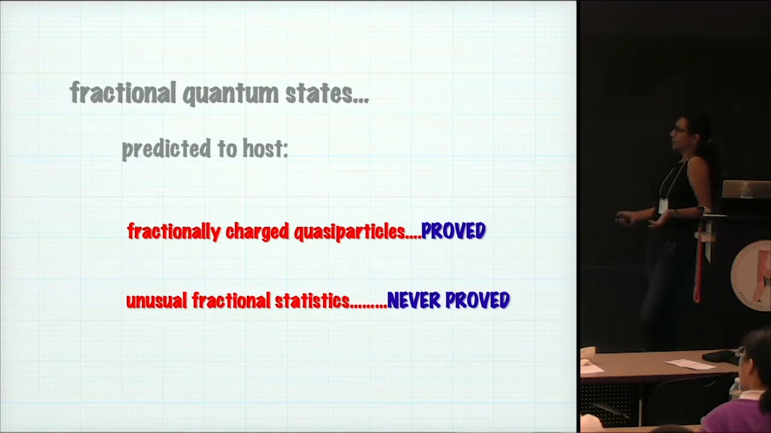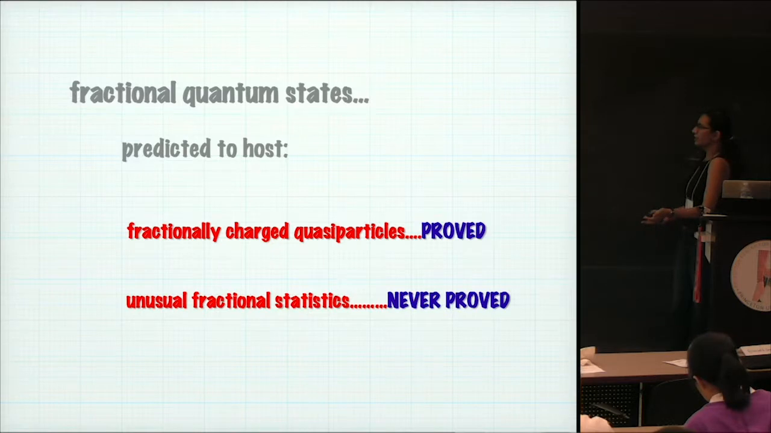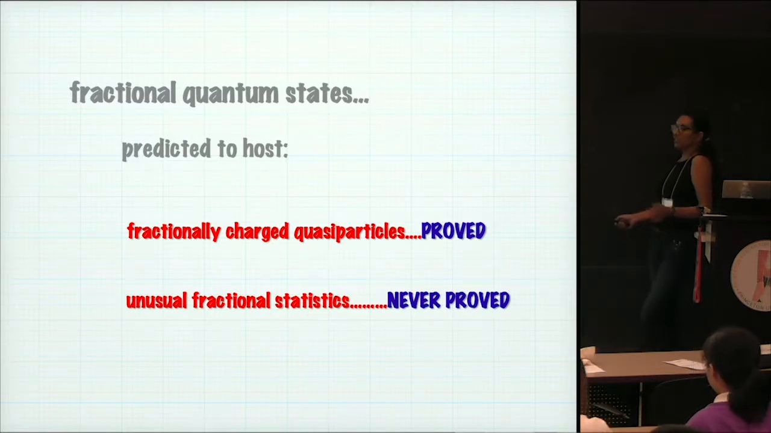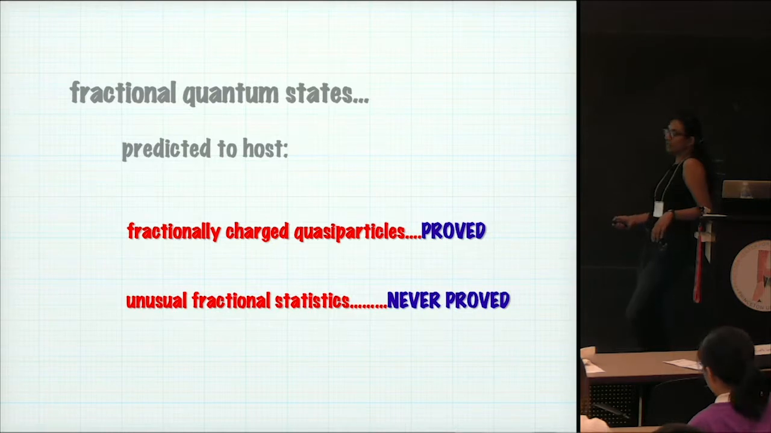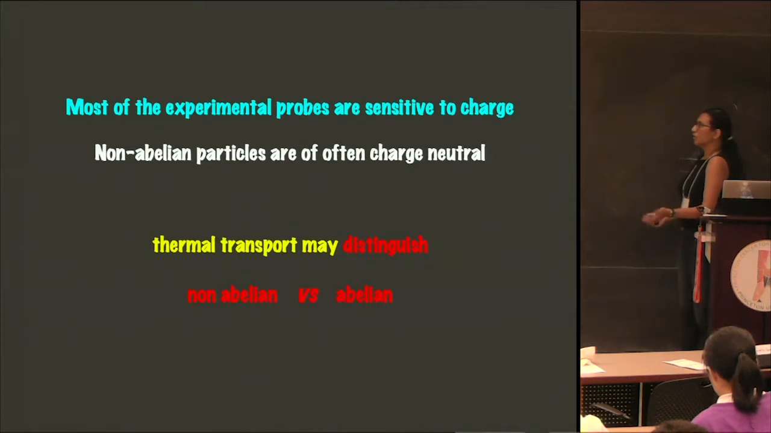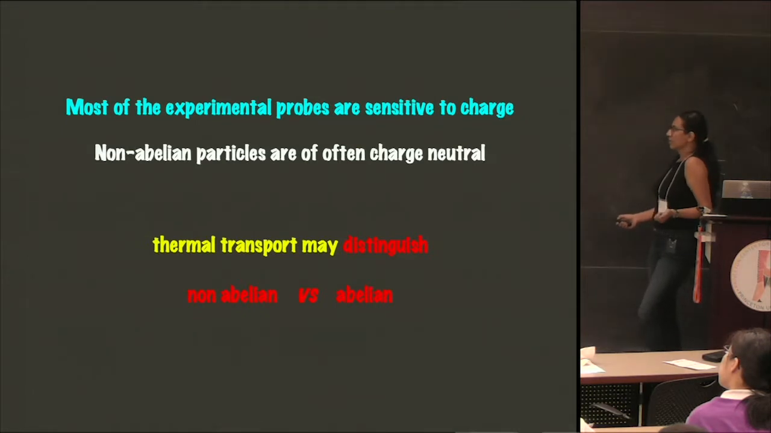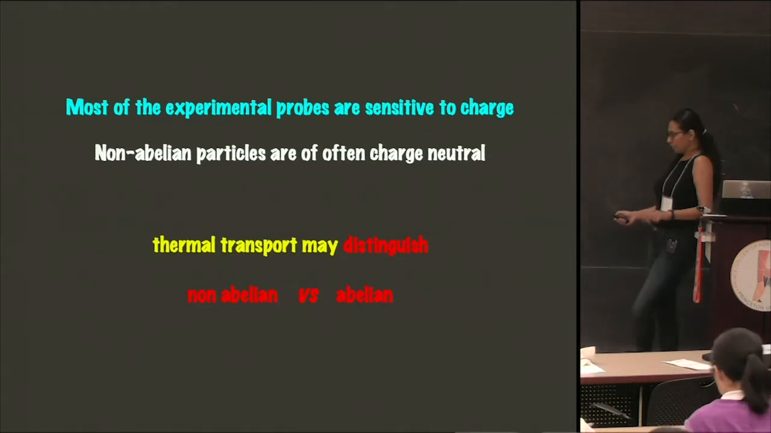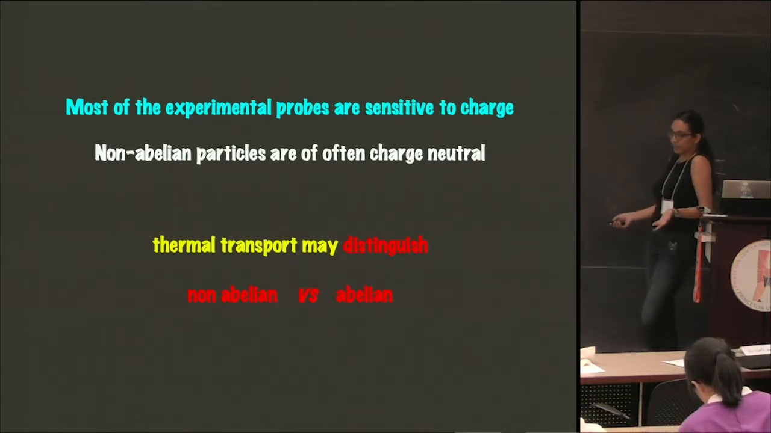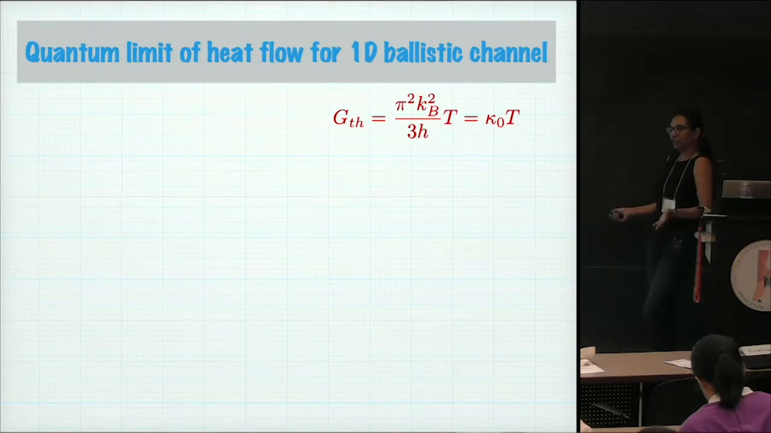Now, for the fractional quantum Hall state, as I already said, they are predicted to host fractionally charged quasi-particles. Fractional charges have been measured through shot noise and so on, and it has been proved. But unusual fractional statistics have never been proved, and neither am I saying that I'm going to prove fractional statistics here. Most of the experimental probes, as I said, are sensitive to charge, and non-abelian particles are often charge neutral, and thermal transport may distinguish between the non-abelian and the abelian order.